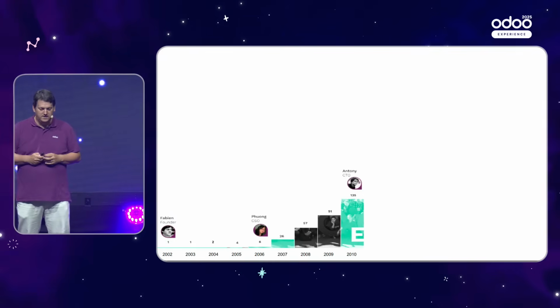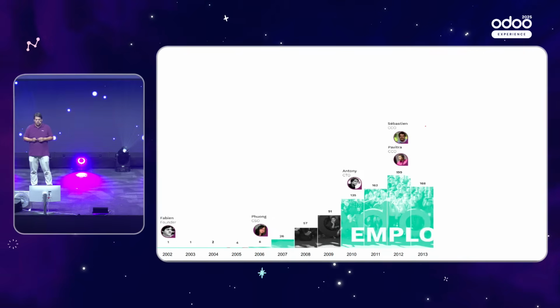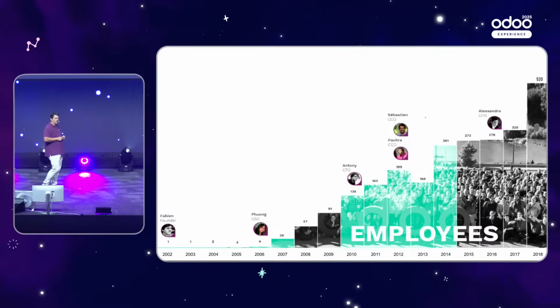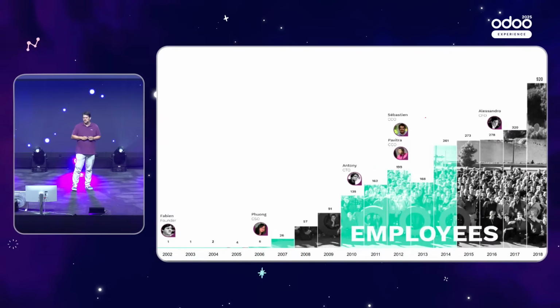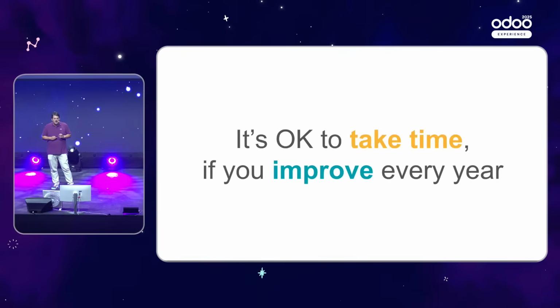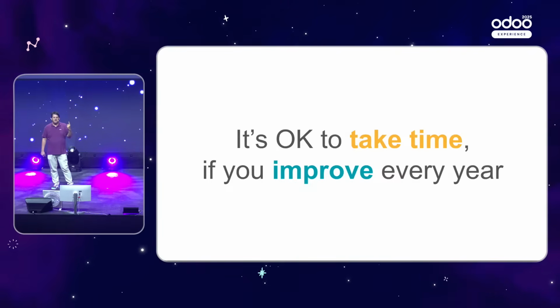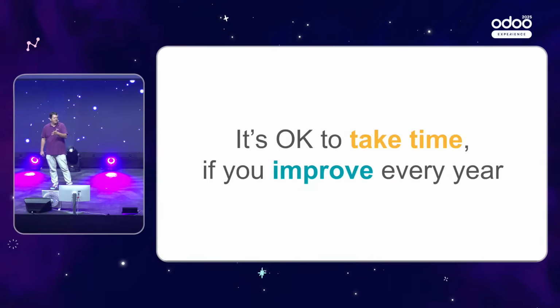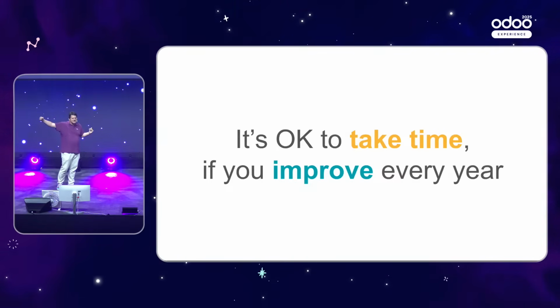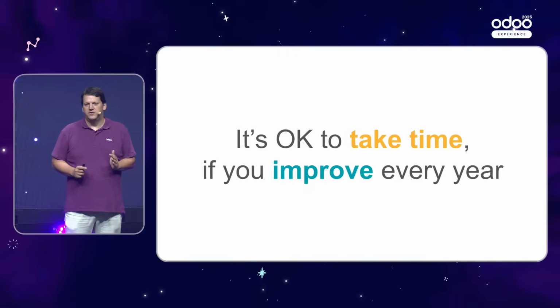We went to 9, then 100 in 2010 after 8 years. Then we grew, 6,000 people, 6,500 today. But it took 20 years, so it's okay to take time if you improve every year. So it's not like we have been slow. We grew 50% plus year after year. But 50% of 1, it's 1.5. And then 2.25. So it just takes time. But you have to improve every year.